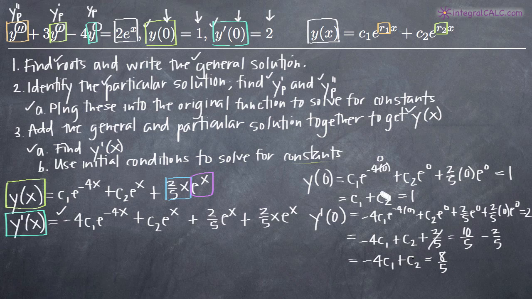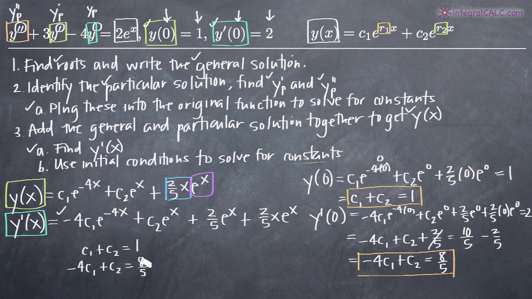Okay, so now we have two equations here. We've got this one, c sub 1 plus c sub 2 is equal to 1, and this one, negative 4 c sub 1 plus c sub 2 is equal to 8/5. We need to solve those using a system of simultaneous equations. So let's go ahead and do that over here. We'll say c sub 1 plus c sub 2 is equal to 1. And then we have over here negative 4 c sub 1 plus c sub 2 is equal to 8/5.